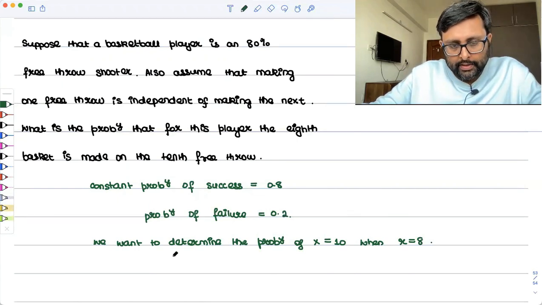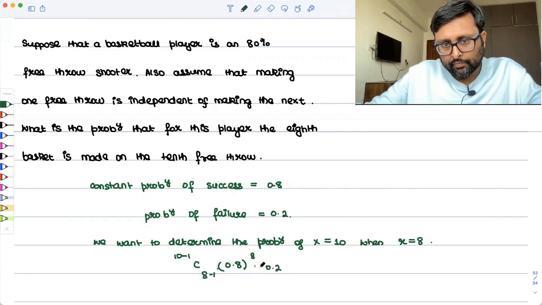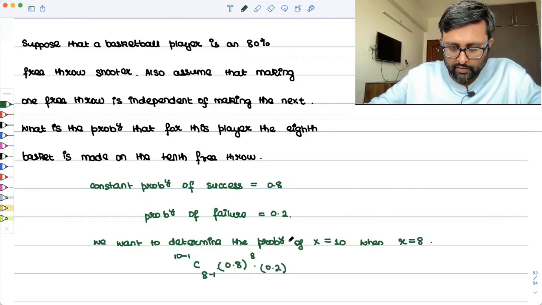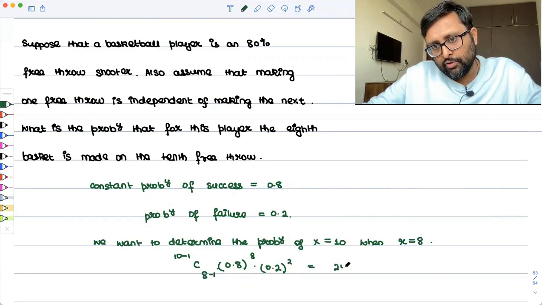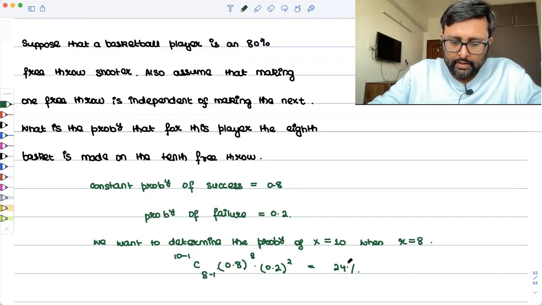So in this case, it is going to be x minus 1 C r minus 1, p to the power r into 1 minus p to the power x minus r. So 10 minus 8, that is 2. Once you solve this, you'll be getting 24%.